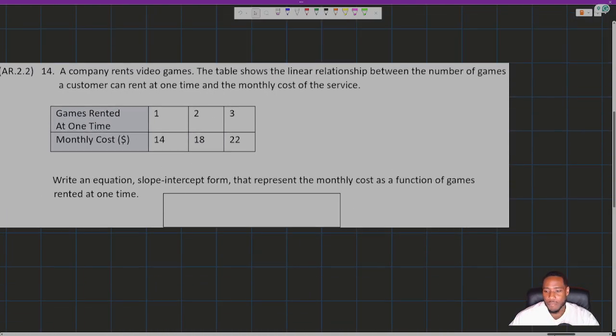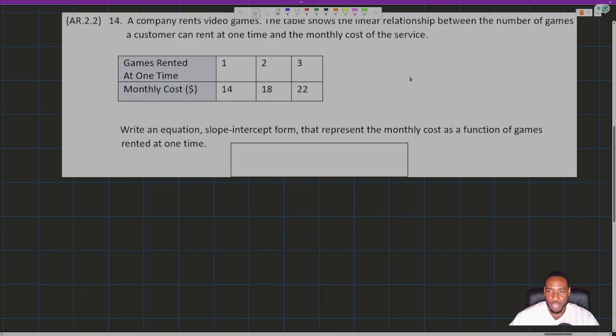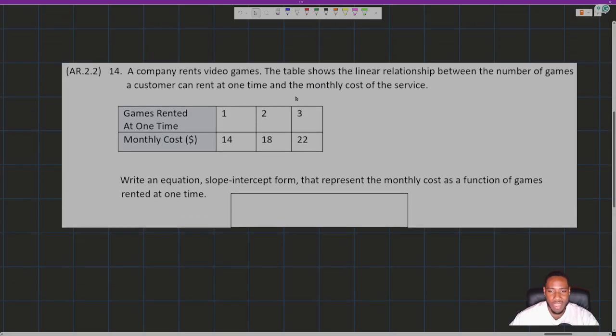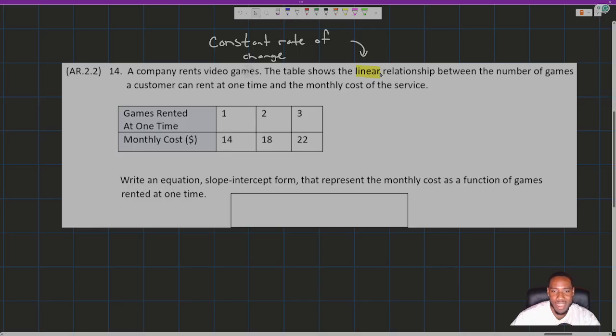All right. 14 talks about a company that rents video games. So it says, the table shows the linear relationship between the number of games a customer can rent at one time and the monthly cost of the service. And because we know this is a linear relationship, they're telling us something in advance that means we have a constant rate of change. So if it's a linear relationship, it has a constant rate of change, all right? And so we're going to use that to help us out here.